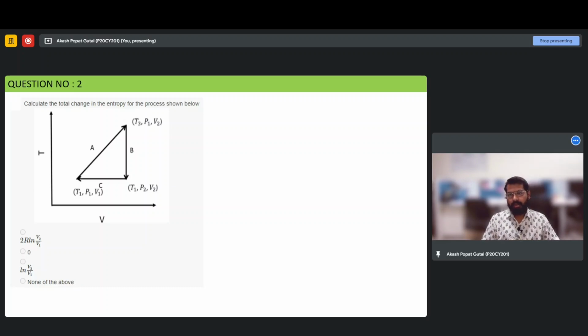So in this problem, they have given a TV diagram, and the A, B, C process is given. As we can see, a triangular graph is shown, which is cyclic in nature. Once it is cyclic in nature, you are asked about the state function. So we know from the second law of thermodynamics that S, the entropy, is a state function.